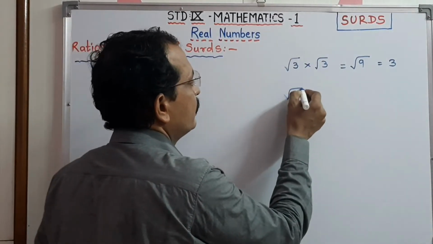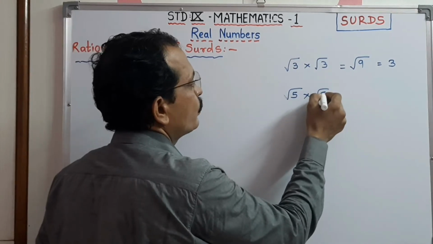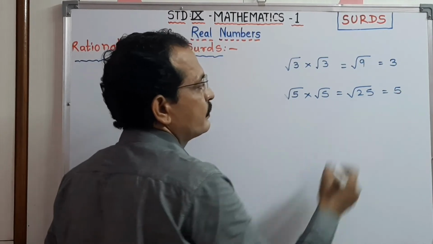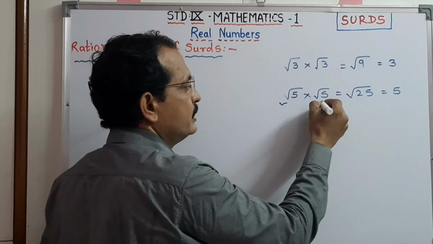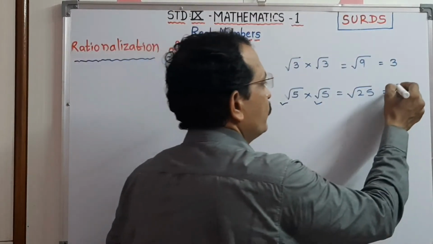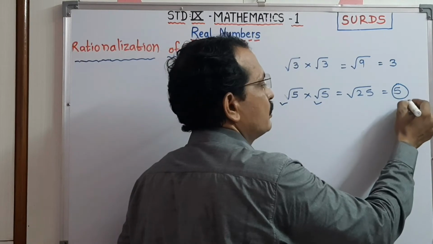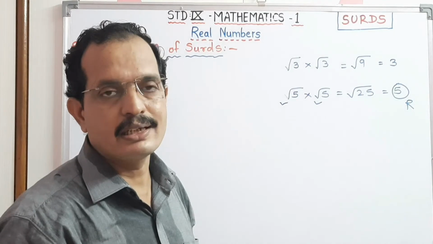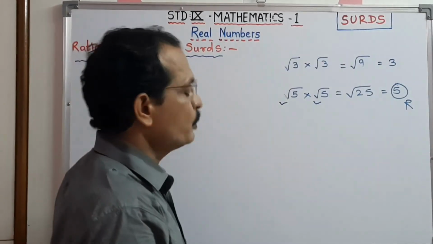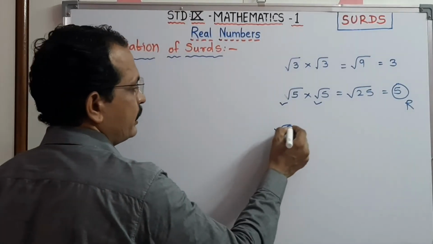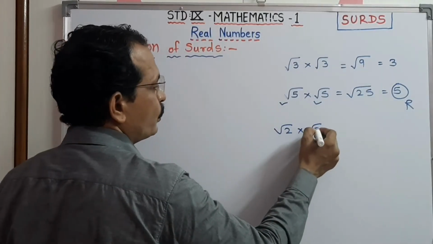Suppose I write here 5 into root 5, then it is root 25, and here it is 5. This is a surd, this is a surd. If we multiply the two surds, then we get the product as a rational number, then they are called rationalizing factors of each other. Suppose I take another example which is given in the book, that is root 2. Suppose I write here root 2 into root 2.